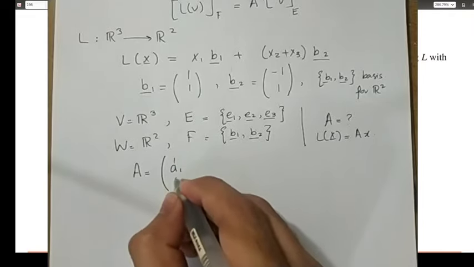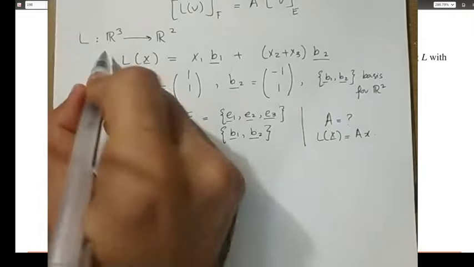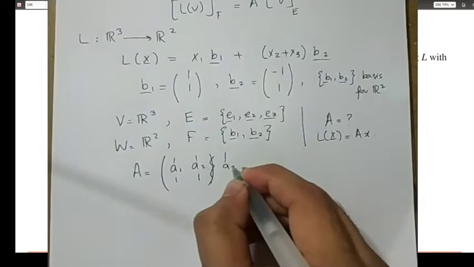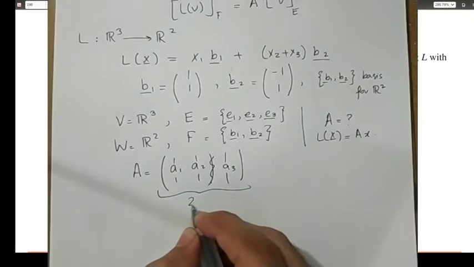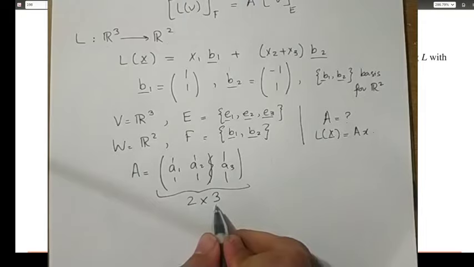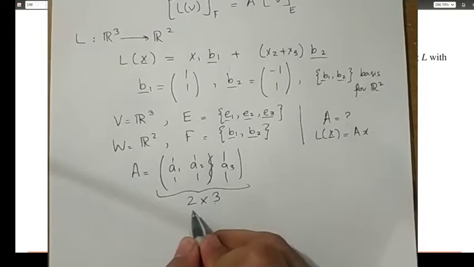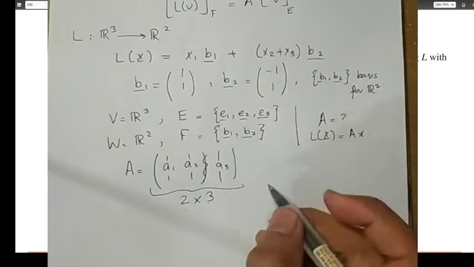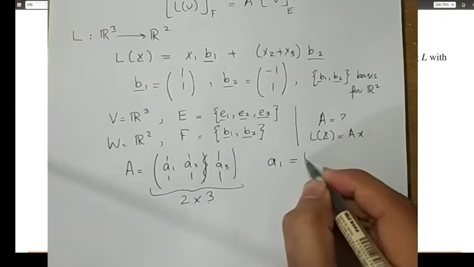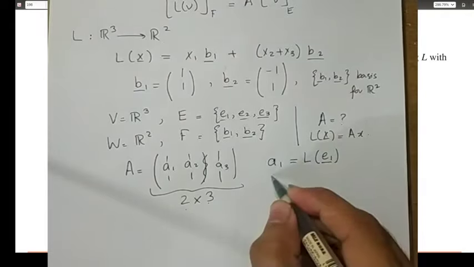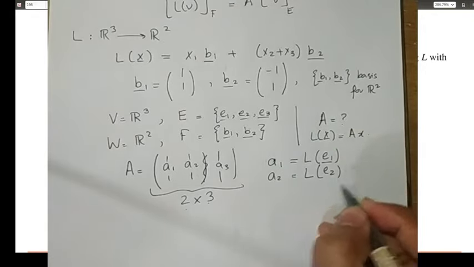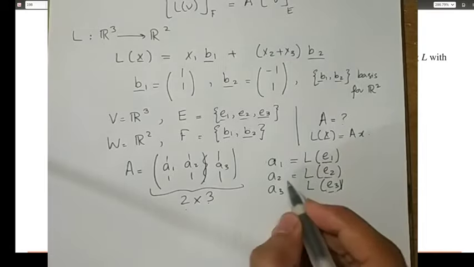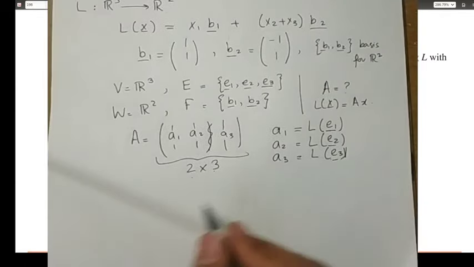And of course, A is simple to make. A has one column and another column. So if this was going from a 3 space to a 2 space, there should be 3 columns, A1, A2, A3, and the size is going to be 2 by 3. So it should be able to be multiplied with a 3 vector and get a result of a 2 vector. And so the way we will find this is A1 is actually the result on the first standard basis vector, A2 is the result on the second standard basis vector, and A3 is the result of L on the third basis vector. So we just find A1, A2, and A3. And that's simple to do.